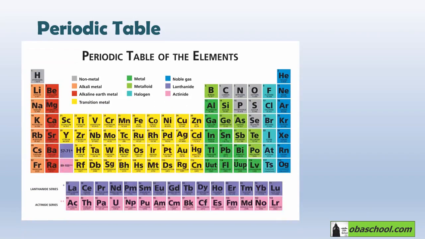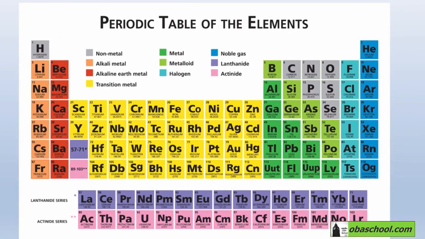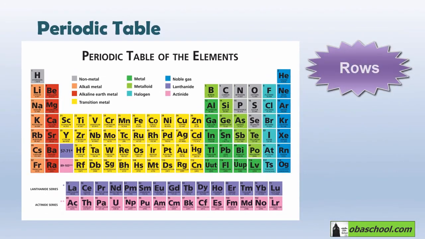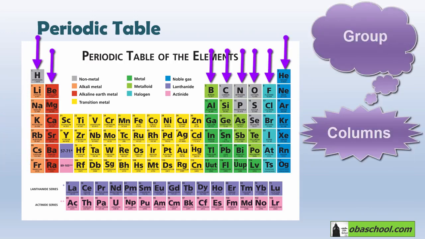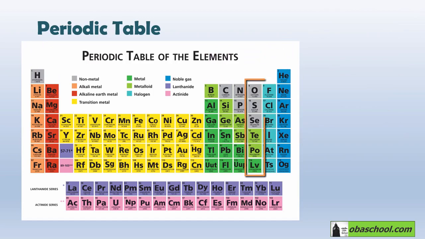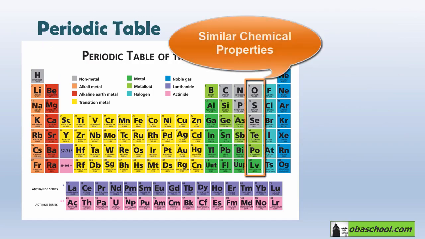So let's examine carefully now the periodic table. These elements you are seeing are not placed randomly in the periodic table. These elements are organized in rows and in columns. These are the rows, and each row is called sometimes a period, and those columns are called the groups. Elements which are placed in the same group have similar chemical properties.